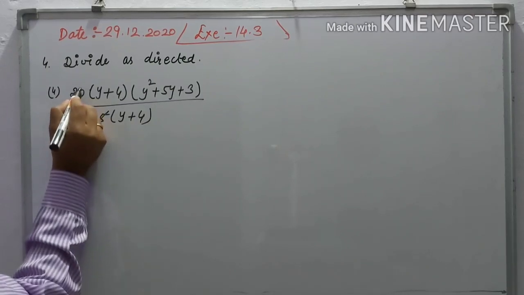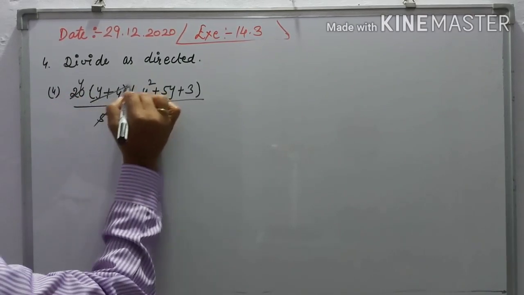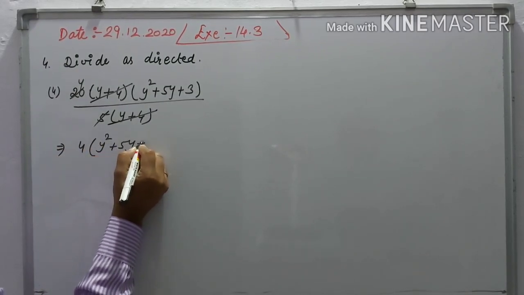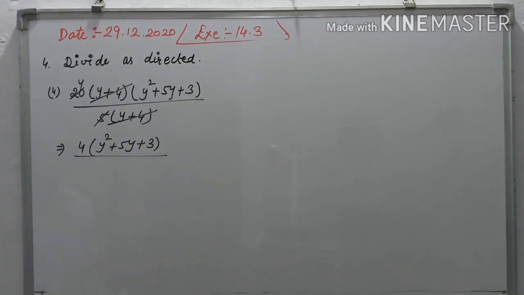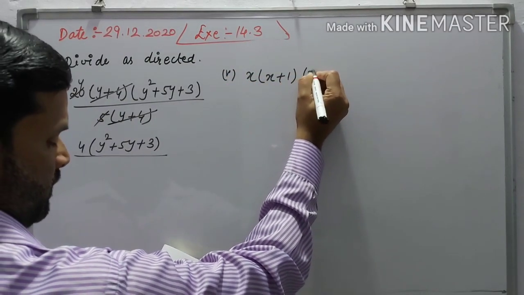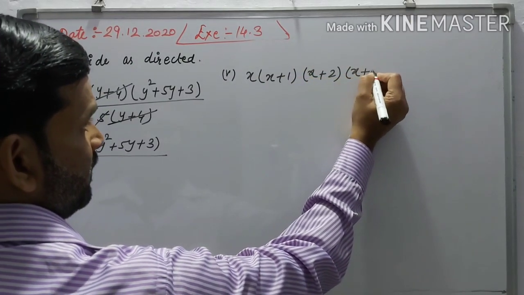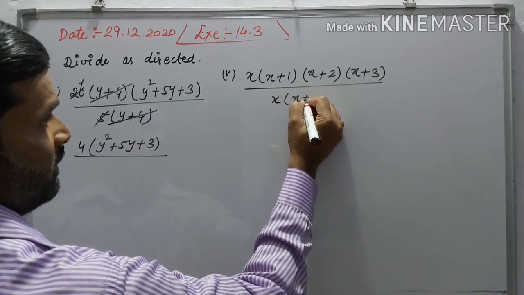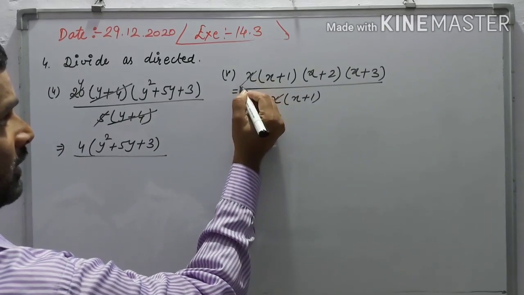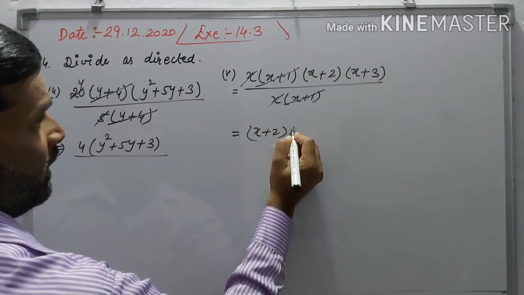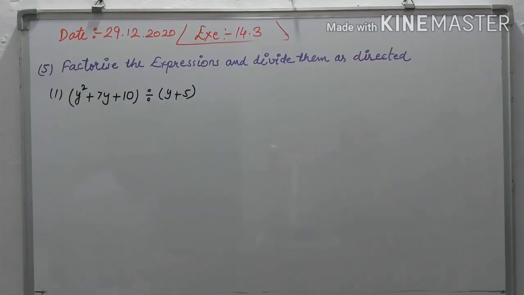Simply 5 times 1 is 5, 5 times 4 is 20, y plus 4 cancel. It means 4 bracket is 4 square plus 5y plus 3 is the answer. Okay, and next is the fifth question. (x plus 1)(x plus 2)(x plus 3) divided by x(x plus 1). So the x cancels with x, and x plus 1 cancels with x plus 1, and x plus 2 and x plus 3 is the answer for question number 5.